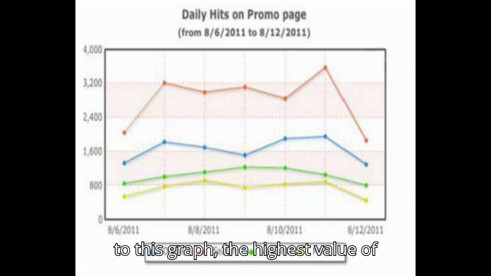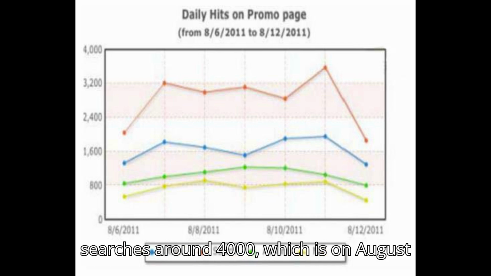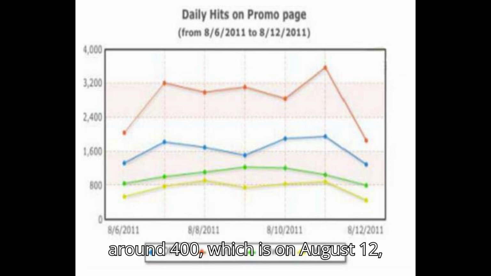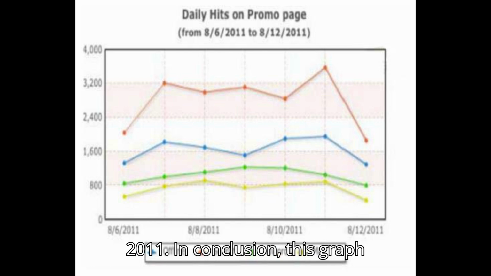According to this graph, the highest value of search is around 4000, which is on August 11, 2011. According to this graph, the lowest value of mail is around 400, which is on August 12, 2011. In conclusion, this graph is very informative.